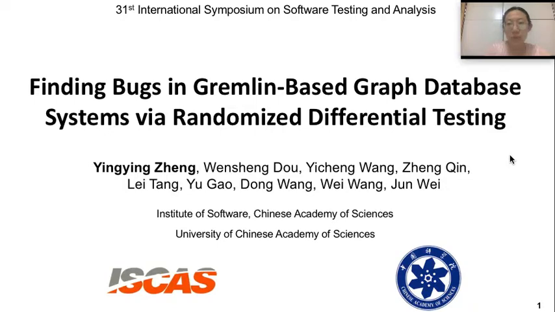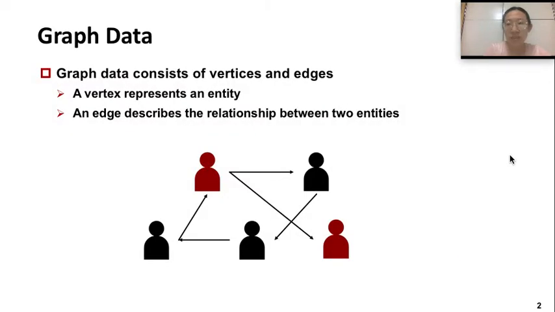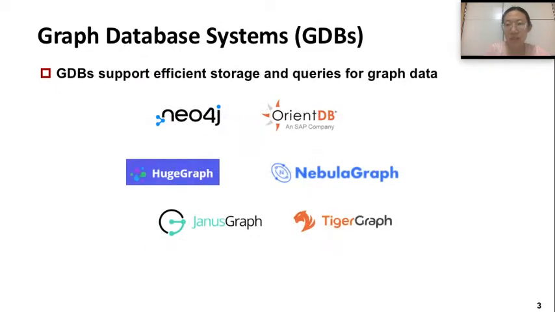I'm going to introduce our work, finding bugs in Gremlin-based graph database systems via randomized differential testing. Graph data consists of vertices and edges, in which a vertex represents an entity and an edge describes the relationship between two entities. Graph database systems support efficient storage and queries for graph data. We will call them GDBs for short. Examples are Neo4j, OrientDB, and so on.